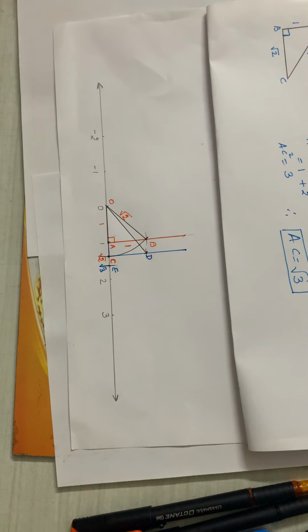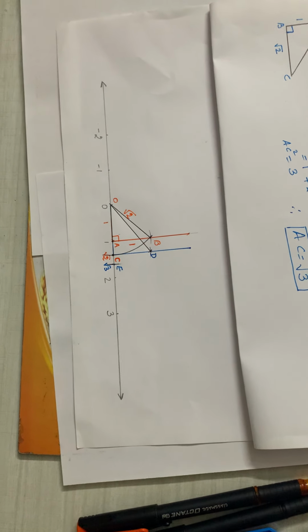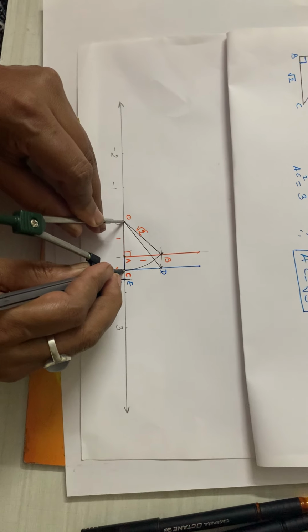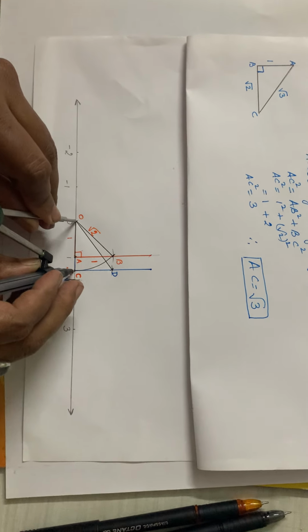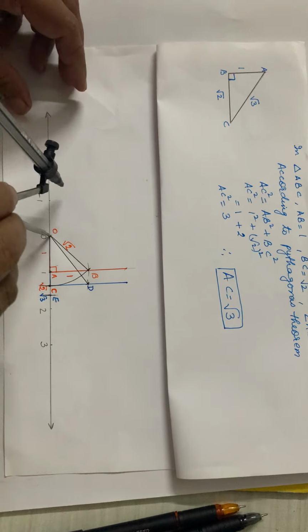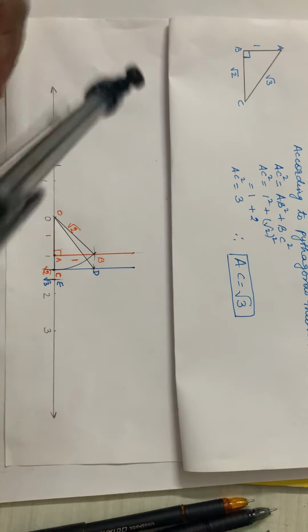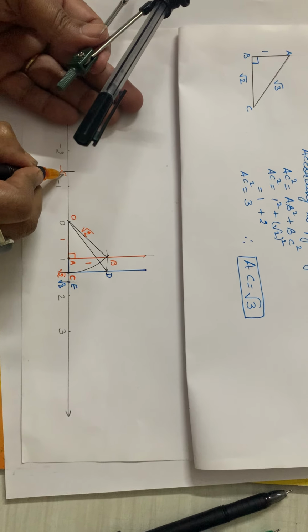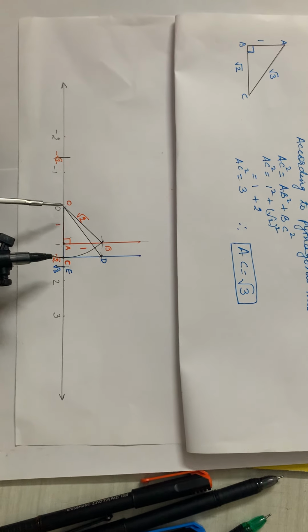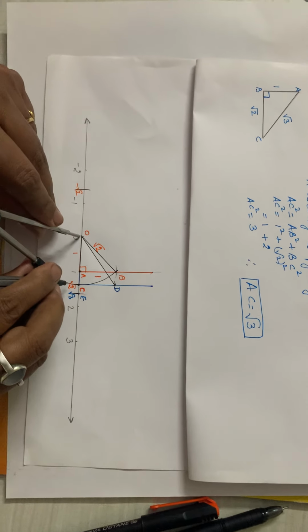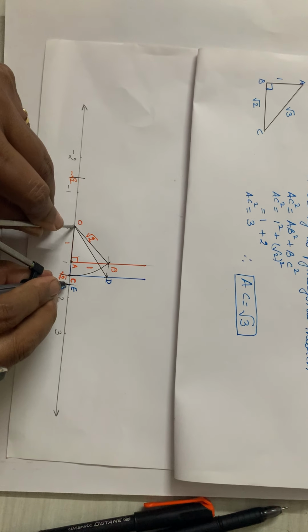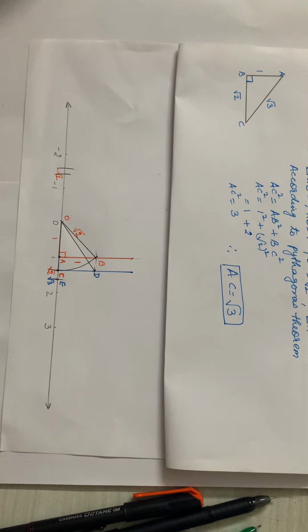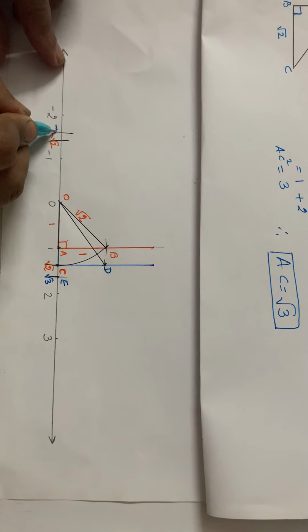Now if I want to show minus square root of 2, then what do I do for that? Because minus square root of 2 will be on the other side of 0. So I take root 2 distance and mark it on the other side. This will be minus square root of 2. If I want to show minus square root of 3, then similarly from 0 I will take up to root 3 and mark it on the other side. It will be minus square root of 3.